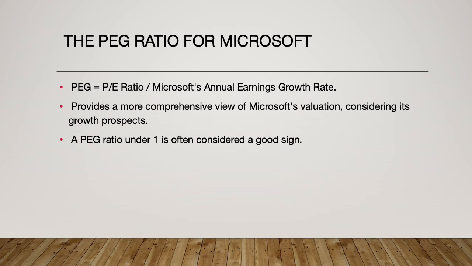The PEG ratio for Microsoft. PEG is the PE ratio divided by Microsoft's annual earnings growth rate. It provides a more comprehensive view of Microsoft's valuation considering its growth prospects. A PEG ratio under 1 is often considered a good sign.